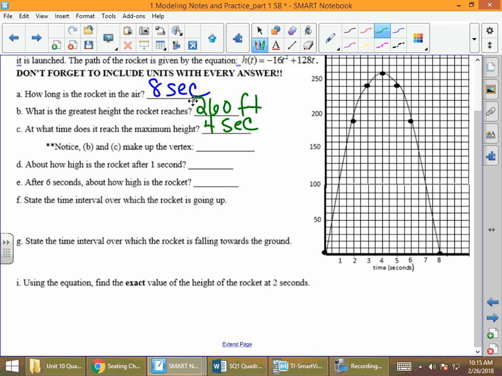And the greatest height, and at what time it reaches the greatest height, is our vertex, which is 260. That's the only value that I don't have units on. That's our vertex, our turning point. And then on letter D, about how high. So we might have to estimate on this one. About how high is the rocket after 1 second? Well, after 1 second, it looks like our point is about here, which is 100 feet.